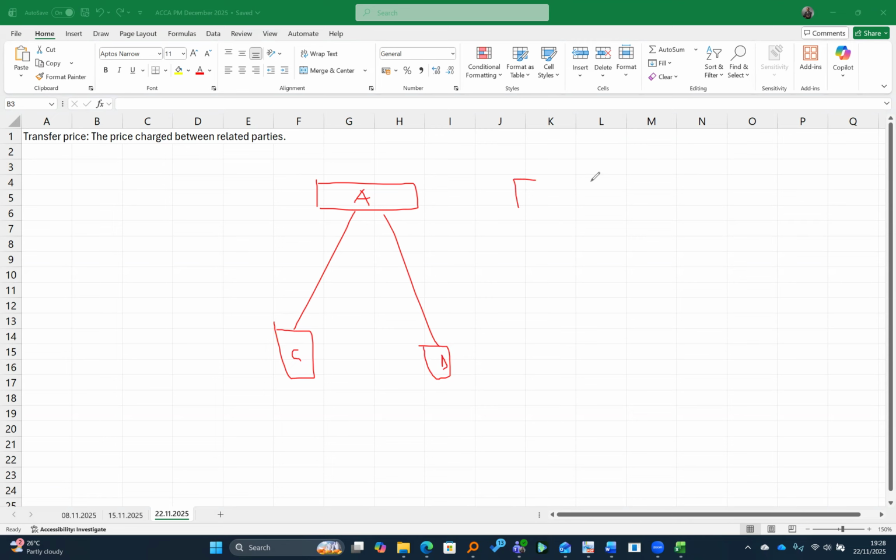Then you can imagine there is another company here which is not related to this. So now, transfer pricing relates to if company A were to sell things to company C, or company A were to sell things to company D, or company C were to sell to company D. Now, this is transfer pricing.